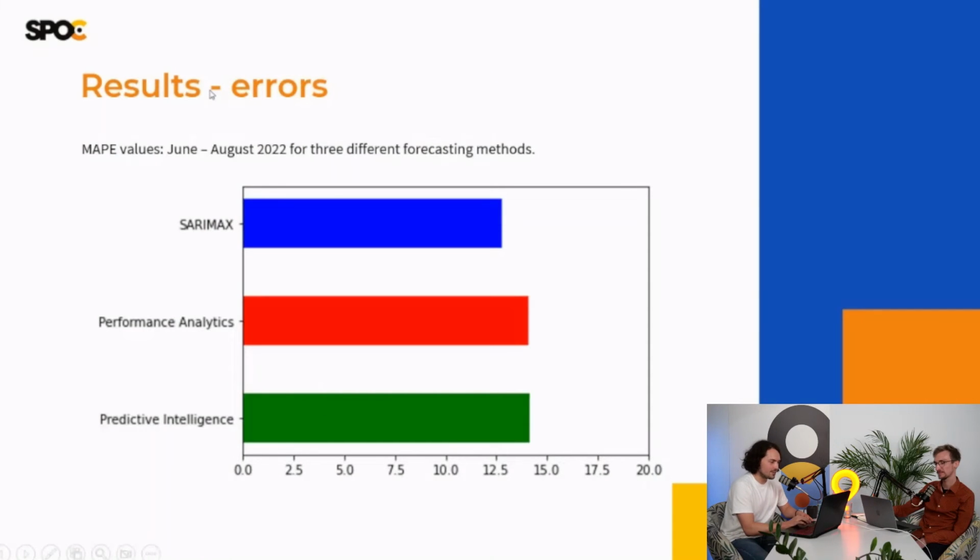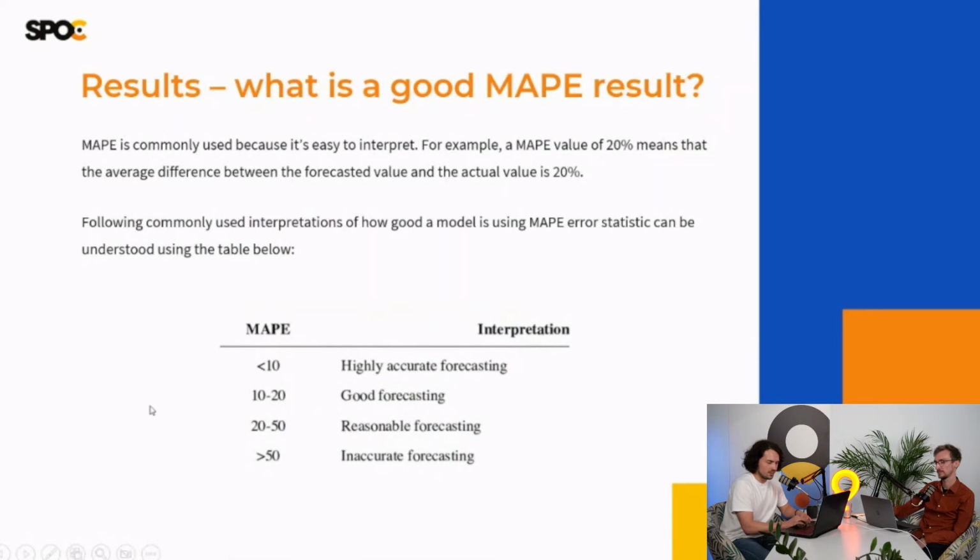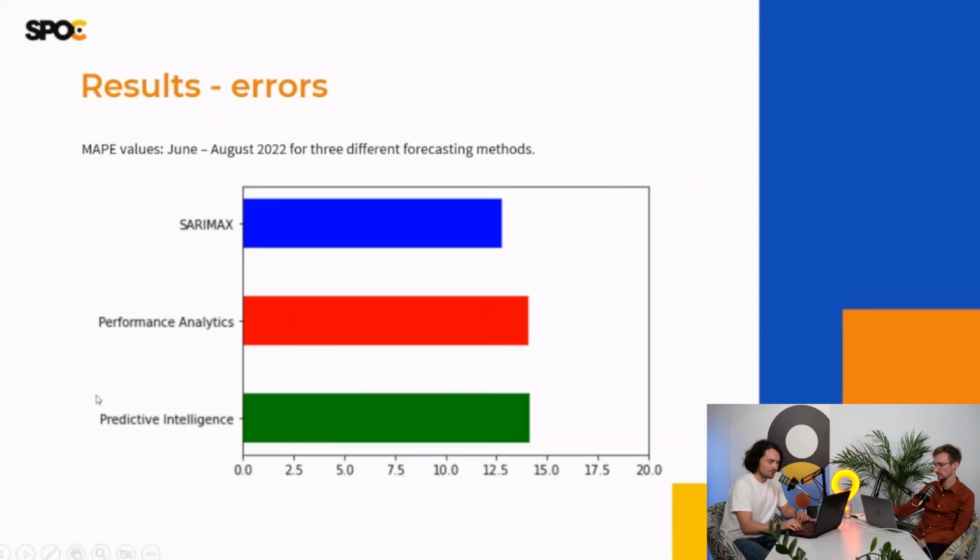Okay, and here you can see the real value of our MAPE error for the 3 analyzed models: SARIMAX, Performance Analytics, and Predictive Intelligence. First of all, notice that none of those models exceeds 15% error, so we are definitely inside the good forecasting range, even in the lower part of the good forecasting range.